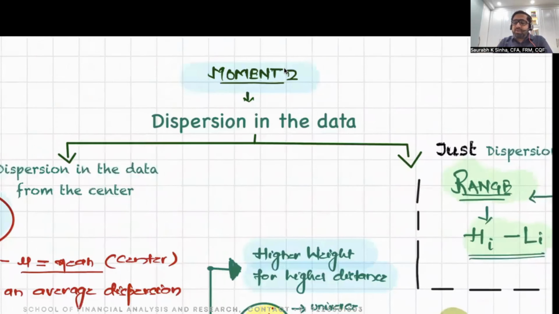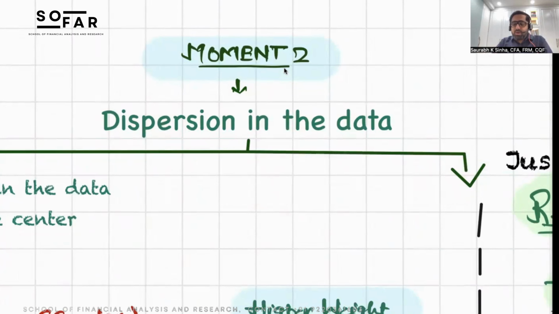Now, if you're aware that right now we are in descriptive statistics, and in descriptive statistics, we covered moment one in our last lecture. And in this lecture, we have to cover moment two. Now, moment two is all about dispersion in the data. In very simple terms, it is about the spread in the data.